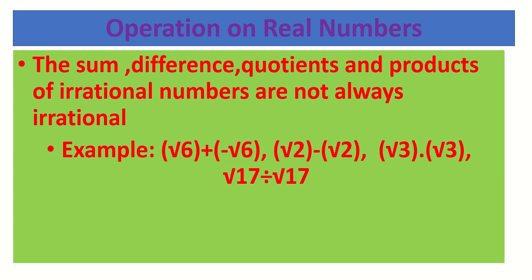Let us understand with an example: root 6 plus or minus root 6. Here root 6 is an irrational number. By adding, you will get 0, because root 6 plus minus root 6, the answer is 0. Root 2 minus root 2, again you will get the same answer, 0. Root 3 into root 3, by multiplying you will get root 9. The value of root 9 is 3. Root 17 by root 7, the value is 1.